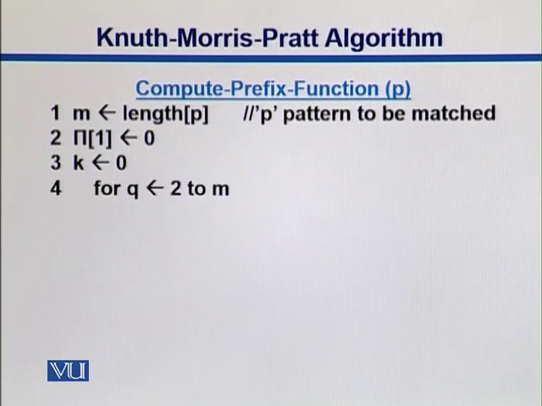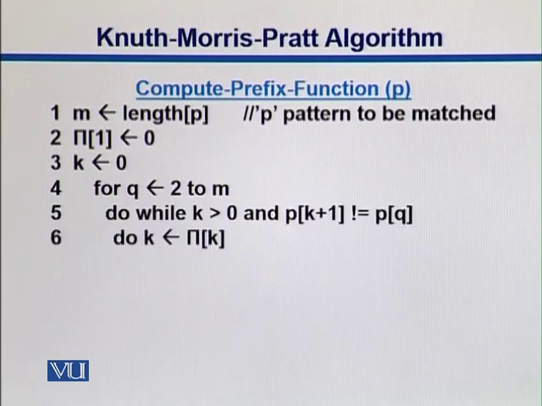Then we come up with a for loop, q from 2 to m. We take the pattern and start at its second position, so q keeps track of that. We start with the second, third, and fourth positions. That's why we use this for loop up to the length of P, which is stored in m. Then within that for loop we put a while loop, and we check the condition whether k is greater than 0. Initially when we start, k is 0, so we don't go here, but later on we will update that k.